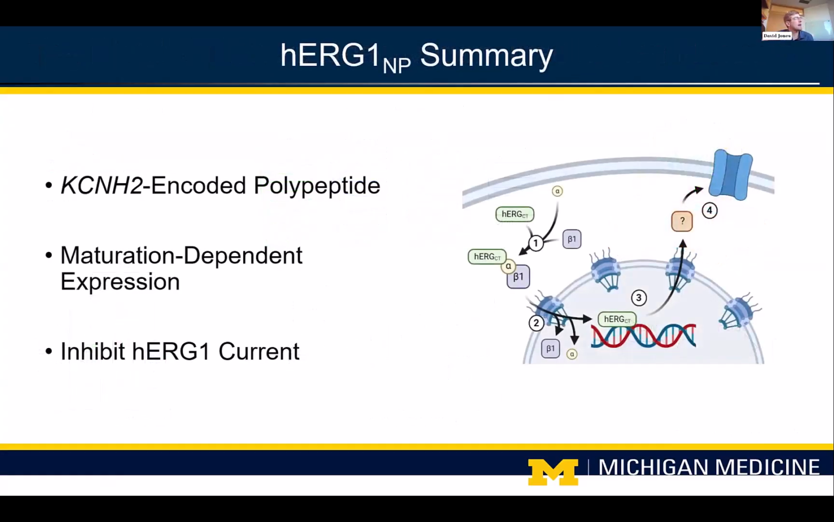So to summarize that, we have a CASQ2-encoded polypeptide that is targeted to the nucleus. It binds to an alpha and a beta-1 carrier. It's targeted inside the nucleus, where presumably it interacts with the DNA to change gene expression, and that feeds back to alter the full-length channel behavior at the surface membrane. This seems to be a maturation-dependent expression profile that ultimately leads to an inhibition of current.